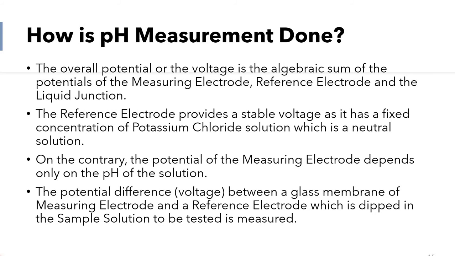The overall potential or the voltage is the algebraic sum of the potentials of the measuring electrode, reference electrode, and the liquid junction. The reference electrode provides a stable voltage as it has a fixed concentration of potassium chloride solution, which is neutral solution. On the contrary, the potential of the measuring electrode depends only on the pH of the solution. The potential difference between a glass membrane of measuring electrode and a reference electrode, which is dipped in the sample solution to be tested, is measured.